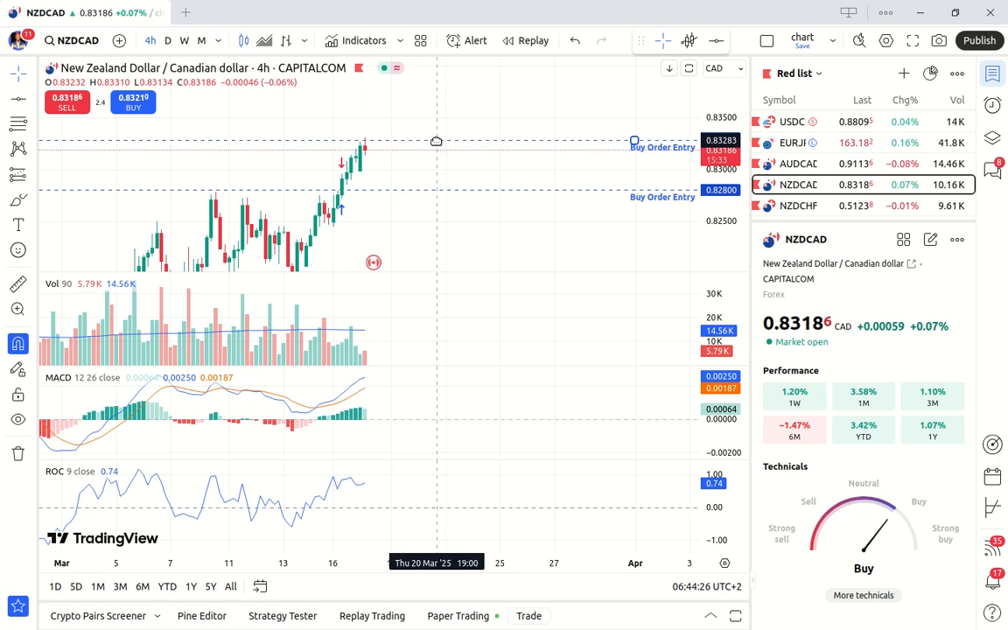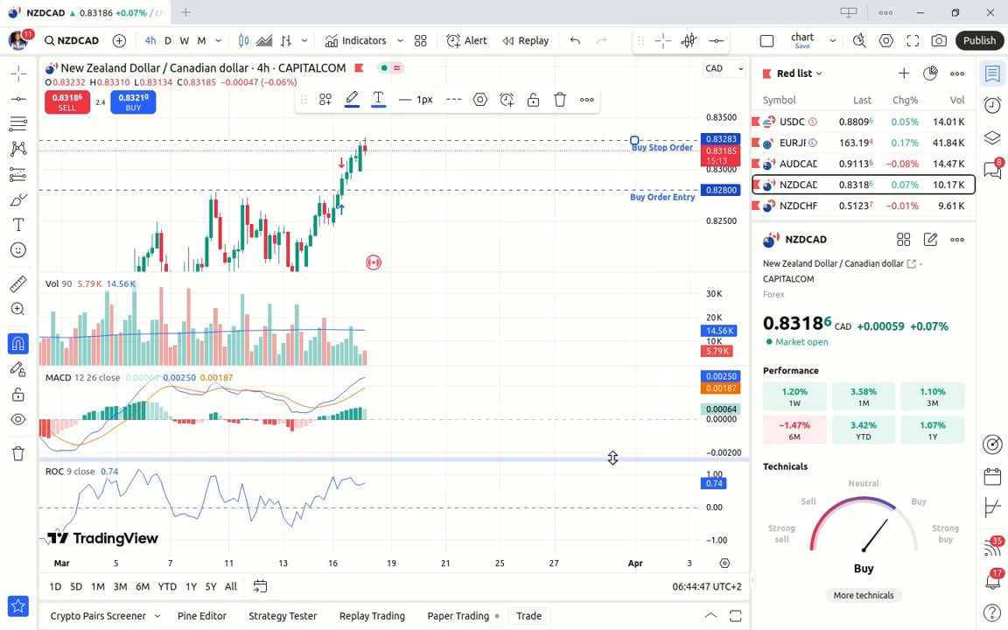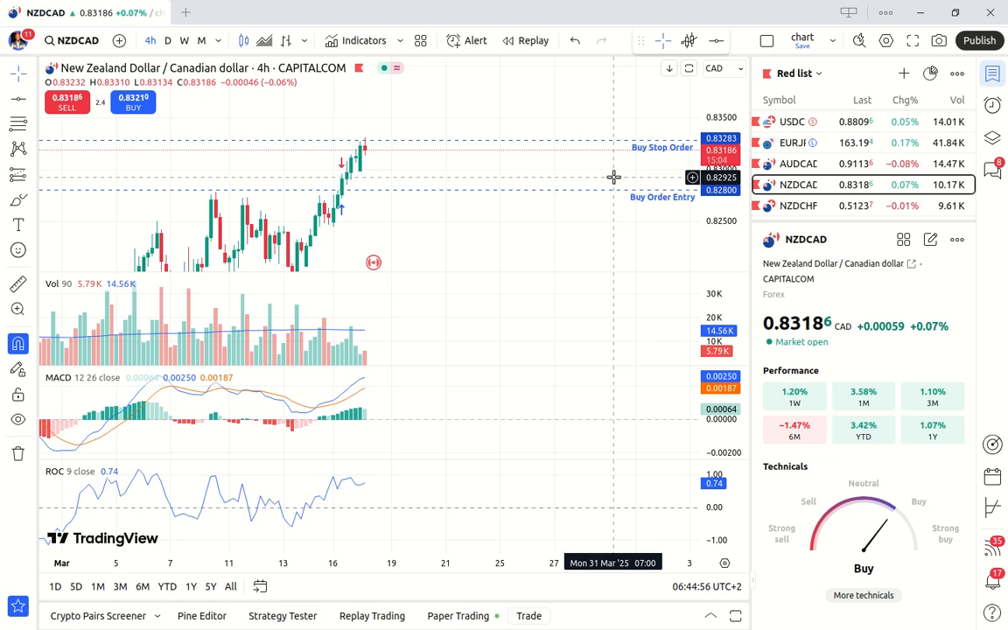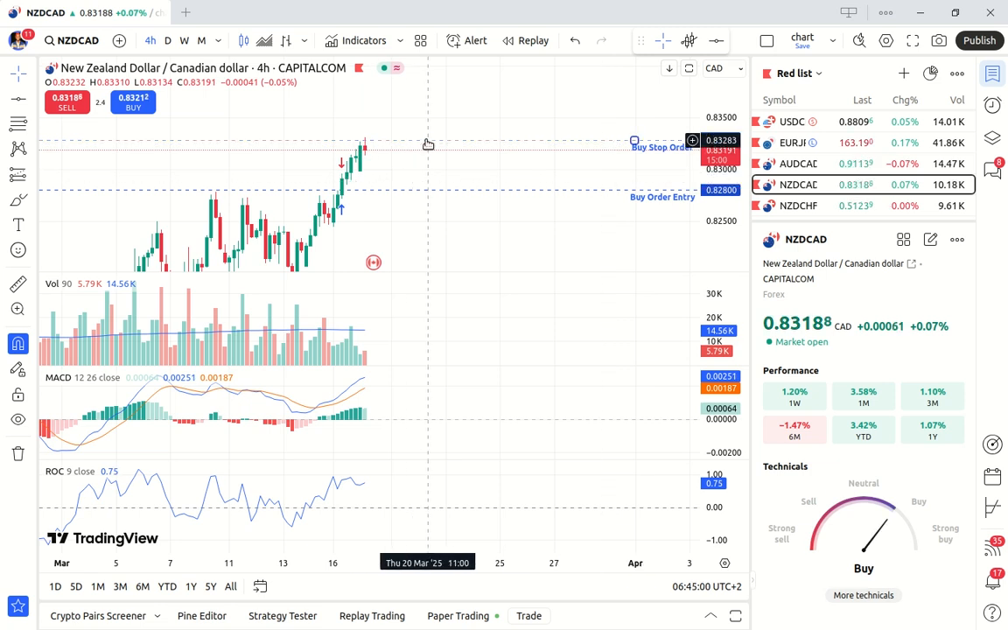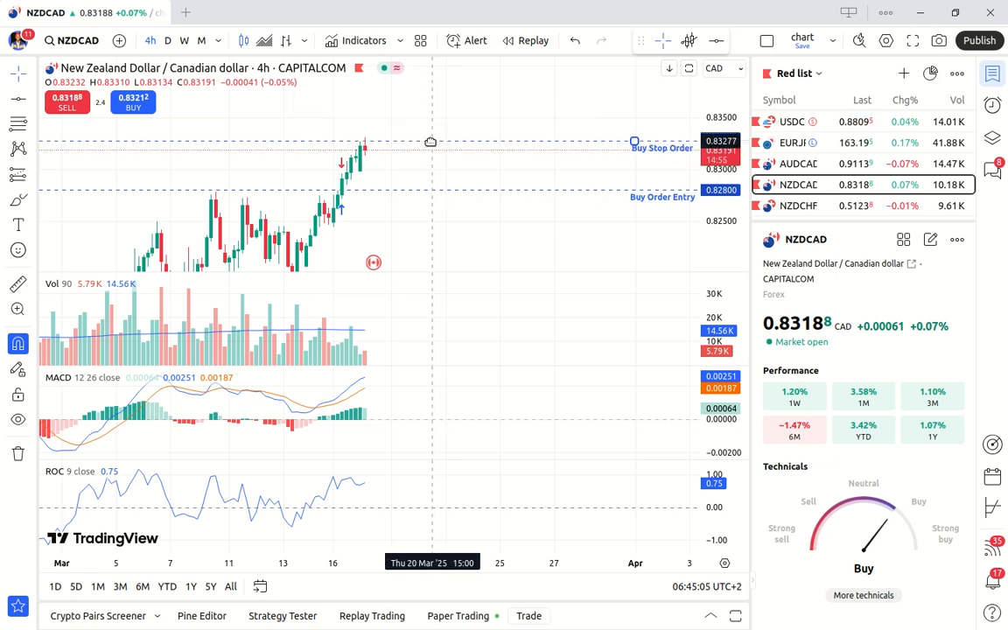In fact, the original name of this line is not an entry, it's called a buy stop order. So meaning once it passes that line, you do not buy. So the original name is the buy stop order or the buy stop, the buy order entry. So basically, if it passes this line over here, you stop buying, right? That's the main point of the line, right?